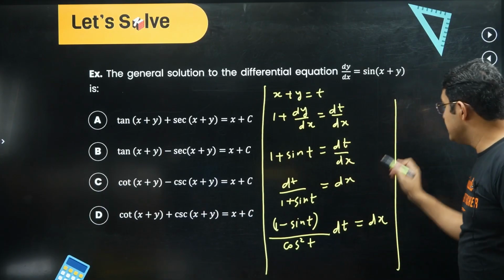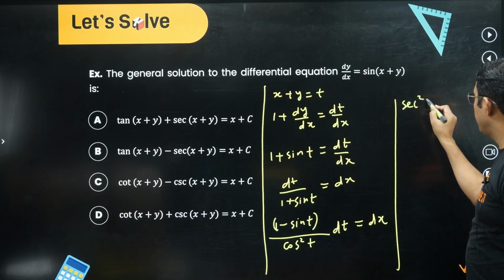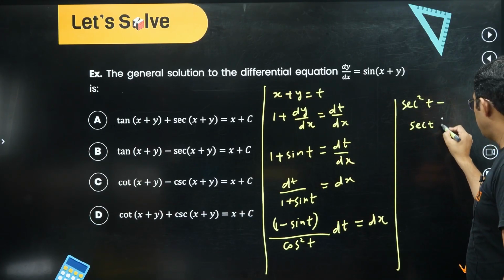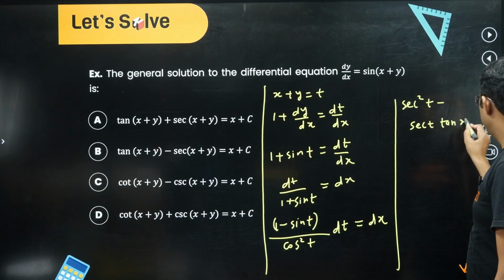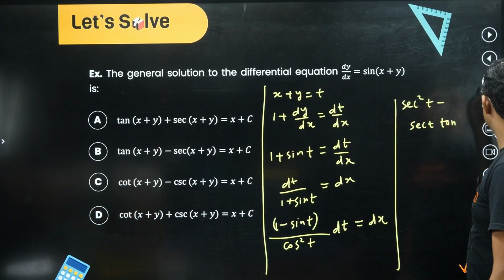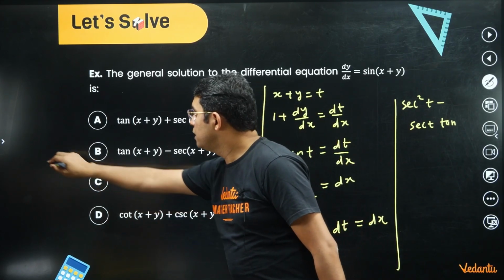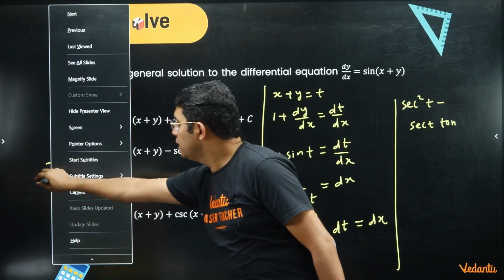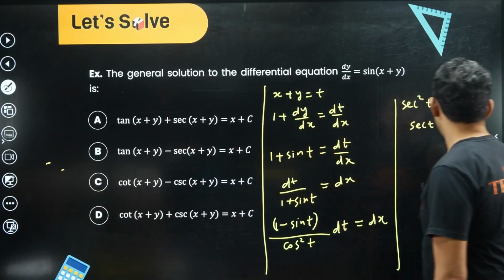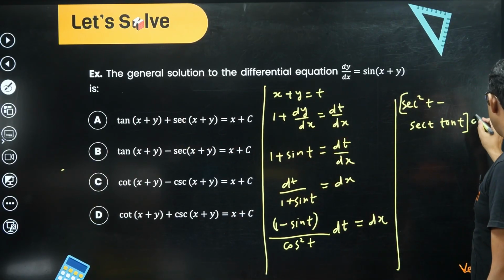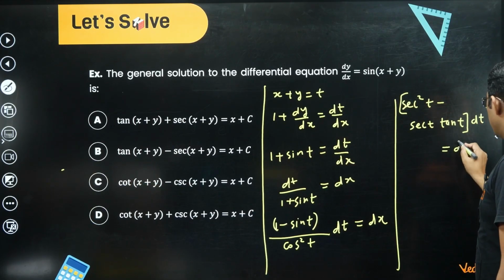Okay, and then it is nothing but (secant square t minus secant t tan t) into dt is equal to dx.